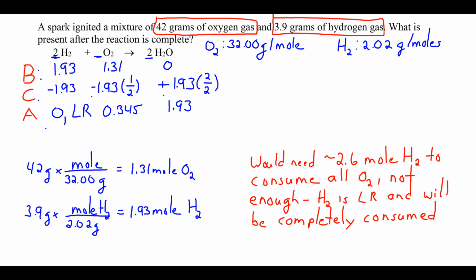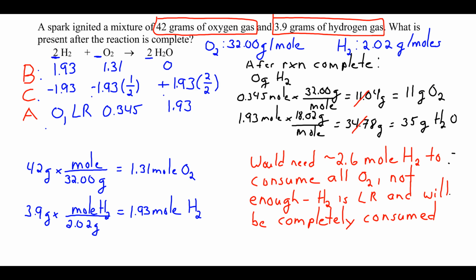All right, so we know that we now have left 0.345 moles of oxygen and 1.93 moles of water. Again, we got these values from taking our initial value and adding our change. So this is 1.31 minus 1.93 times 1/2, and we end up with 0.345. 0 plus 1.93 is 1.93. We want to find how much we have in terms of mass of each of these entities, so we're going to have to multiply by the formula weight.